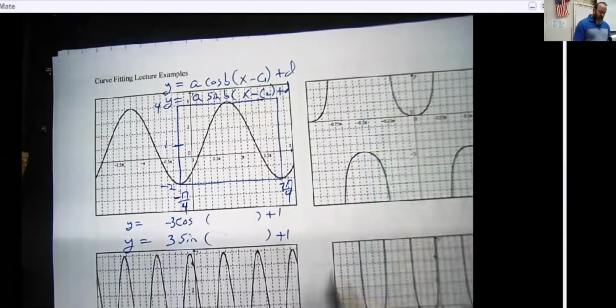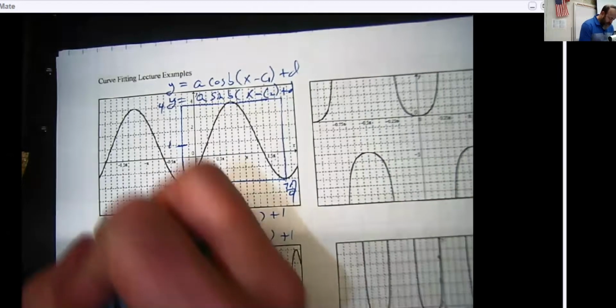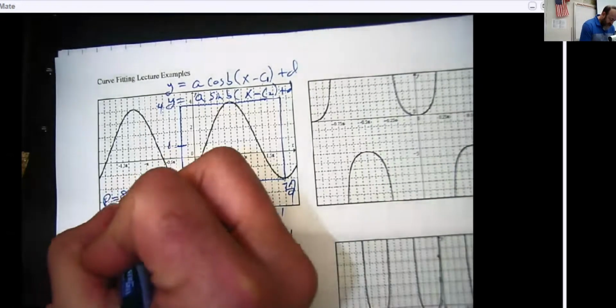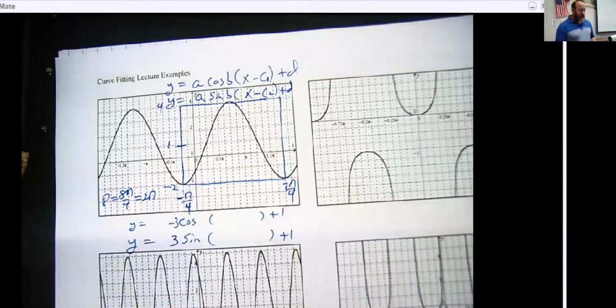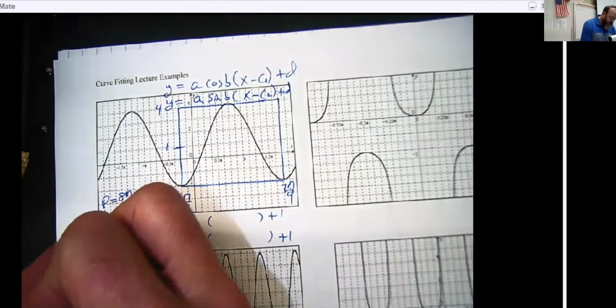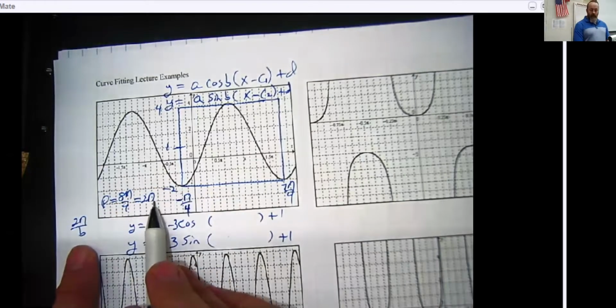So off we go back to this. What I notice is from here to here is 8 pi over 4. So the period of this thing is 8 pi over 4, also known as 2 pi. Now, you have to know that the formula that I gave you is that the period is 2 pi over b. But in this case, if the period is 2 pi, that means b better be 1.